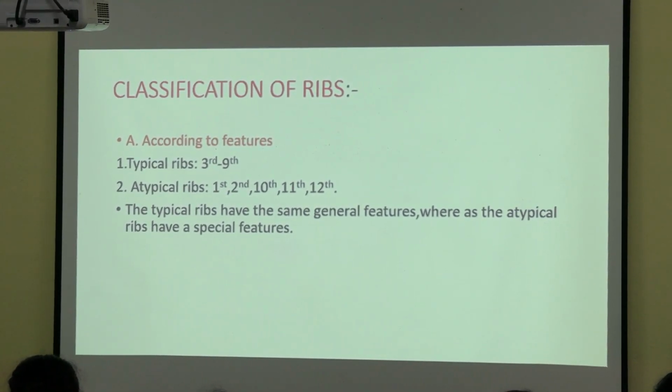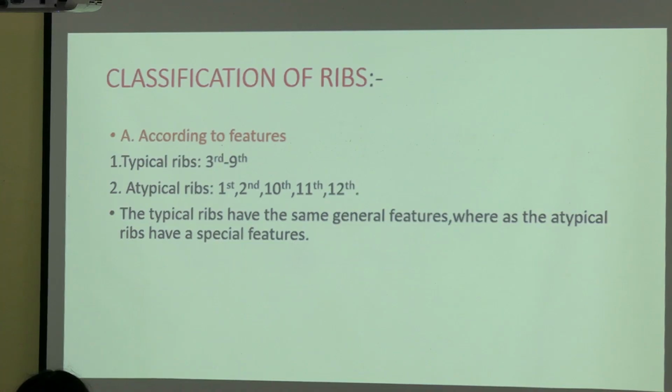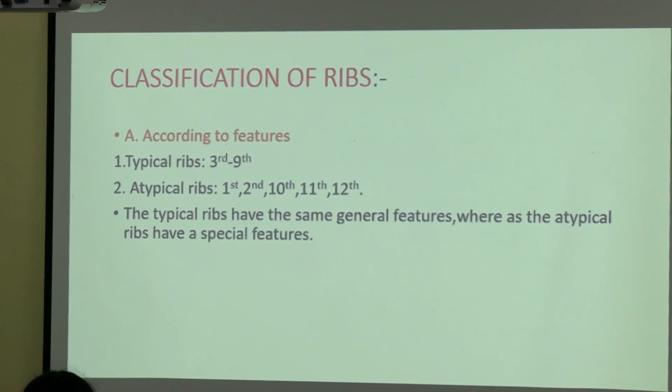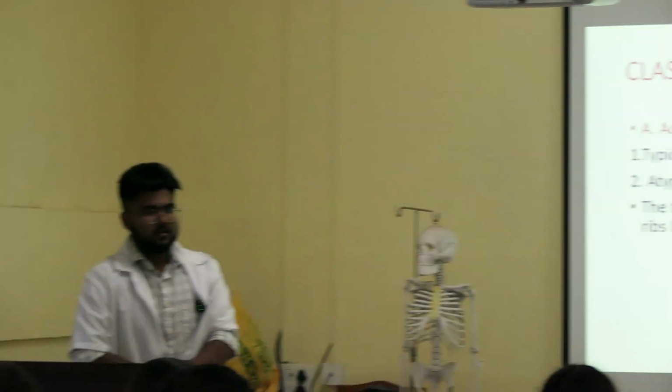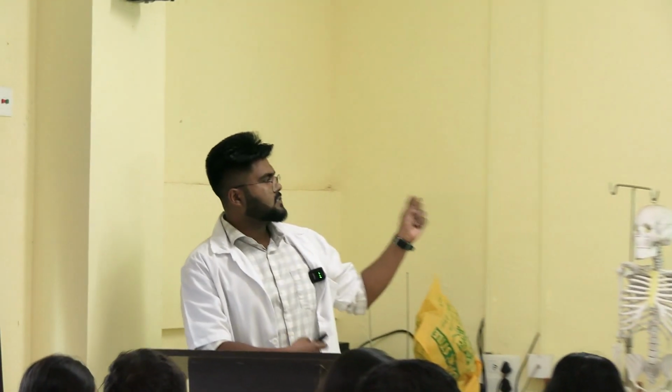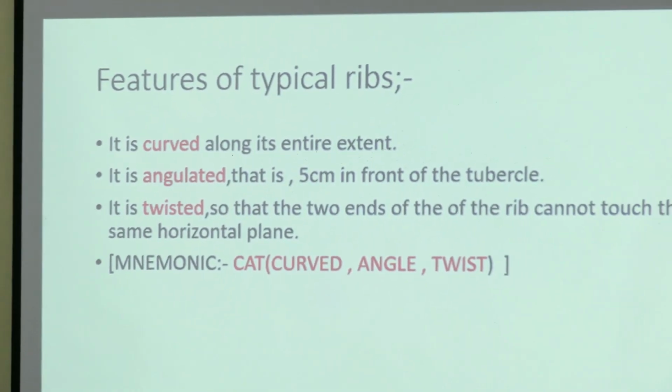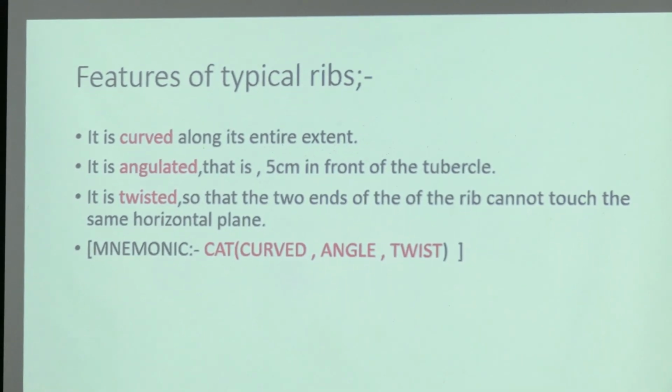Now the classification of the ribs, according to the features. According to your features, the typical ribs are the 3rd to 9th. The typical ribs have some similar characteristics. See, these are the features of your typical rib. What are the features? First, they are curved, angulated, and twisted.